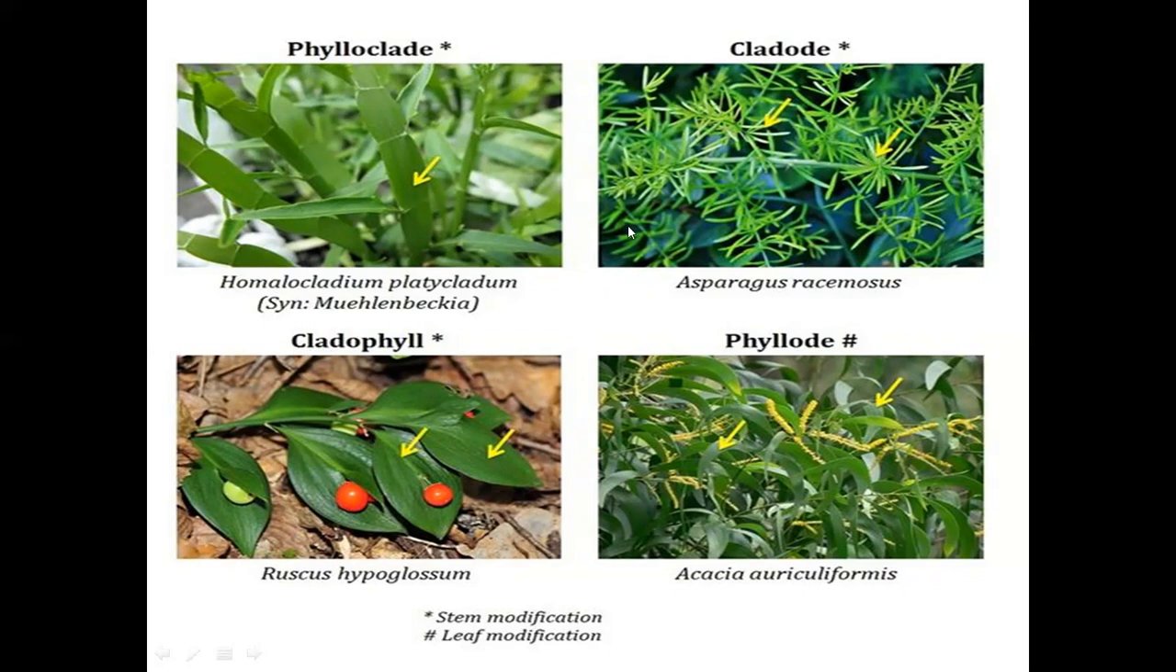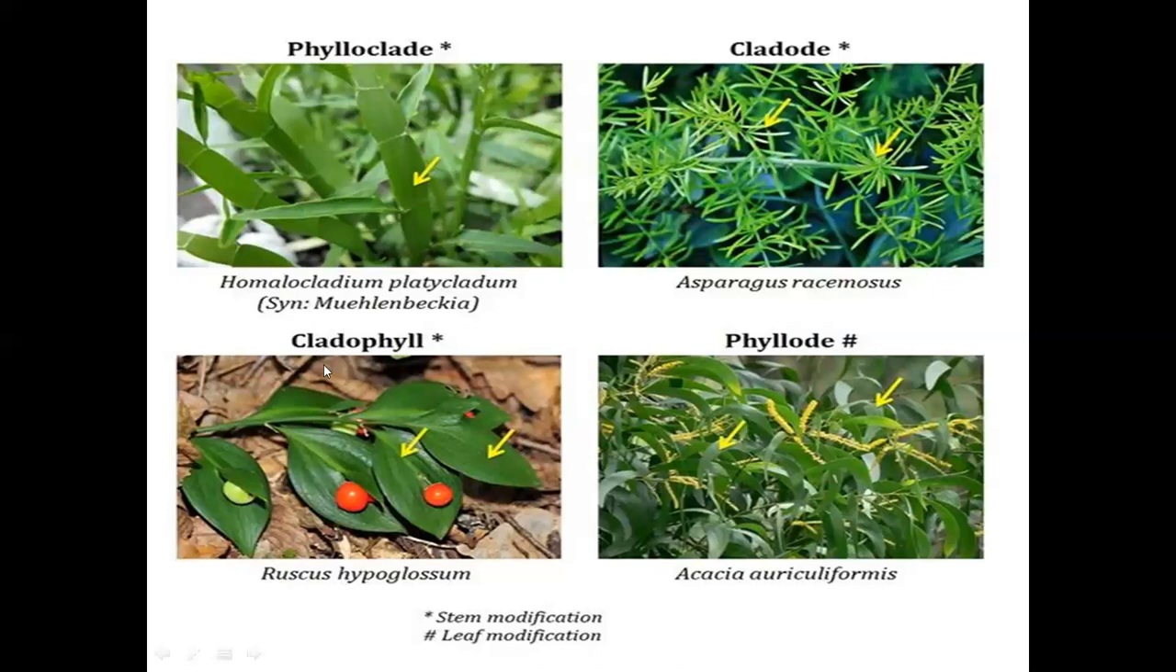And in Asparagus racemosus, we see the cladodes. These are here in the branches. The branches have a single internode, and they are modified to carry out photosynthesis. These are called cladodes. So the modified branches with single internodes are called cladodes. They carry out photosynthesis. For example, Asparagus racemosus. And also we see Ruscus hypoglossum.